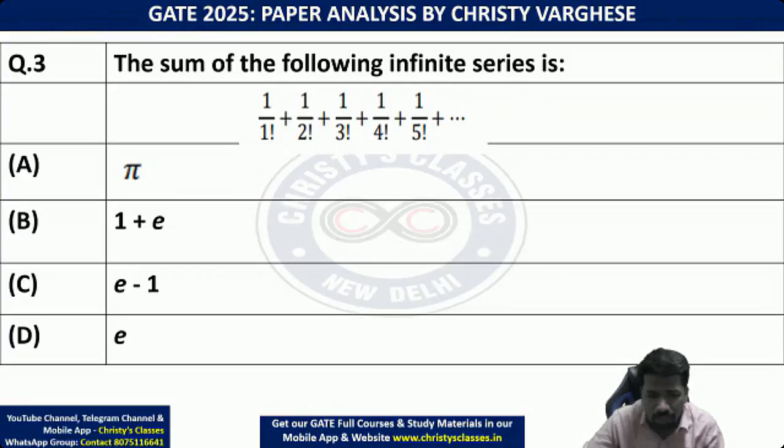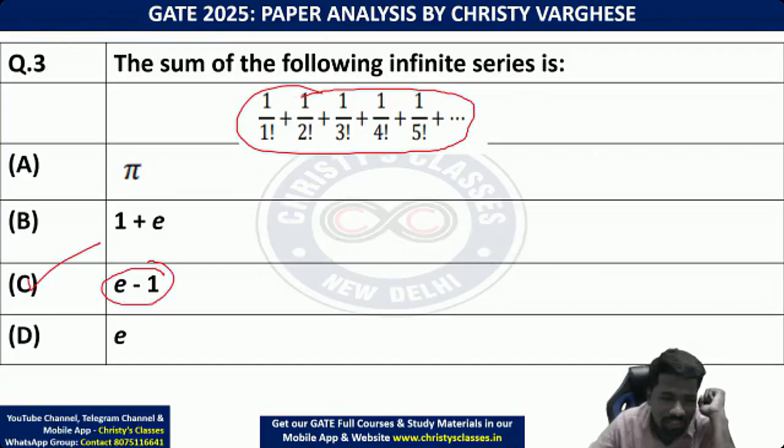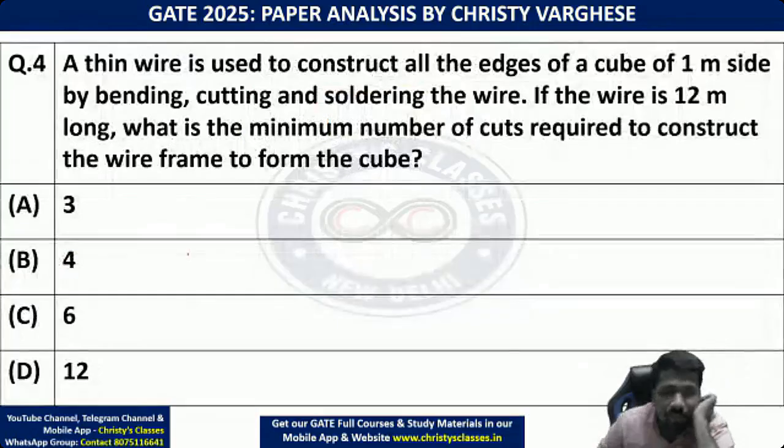Okay, for the time's sake, I will just mark the answer and go to the next question. यह detailed chapter में ही इसका derivation कर सकता है, because it takes time to write the steps. Anyway, option C, e minus 1 is the correct answer here. इसका sum e minus 1 होगा. We'll discuss it in the mathematical series.